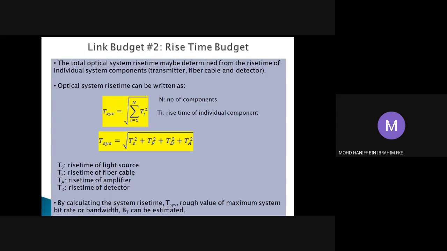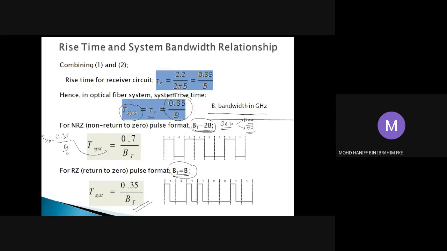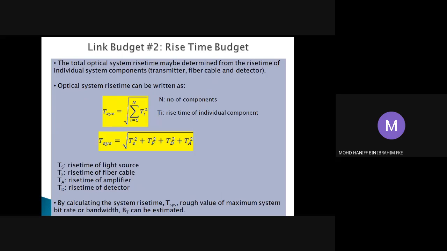Let us proceed then. So what is meant by rise time budget analysis? What we have learned just now, we have come up with the equation that relates the rise time and also the bit rate or the bandwidth. For this particular case, we're going to see what are the components in our optical fiber system that contribute to the rise time value, or the total rise time value of our optical system.